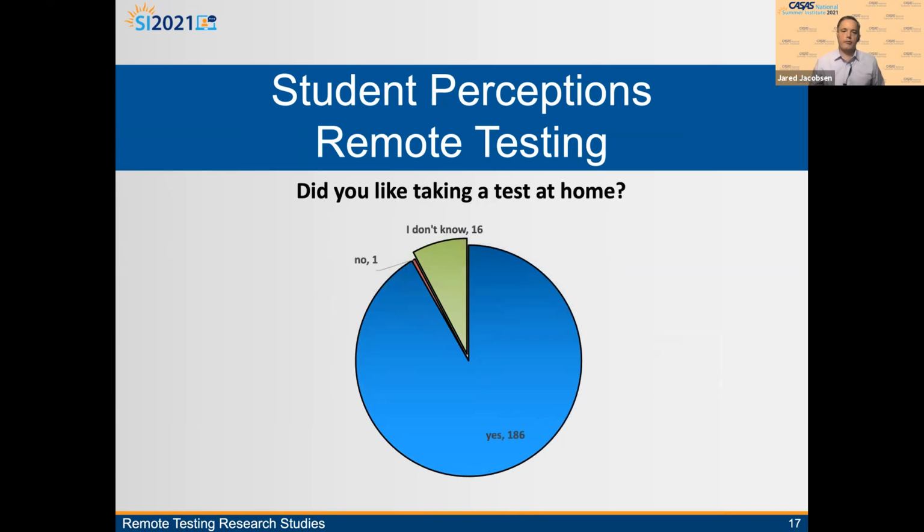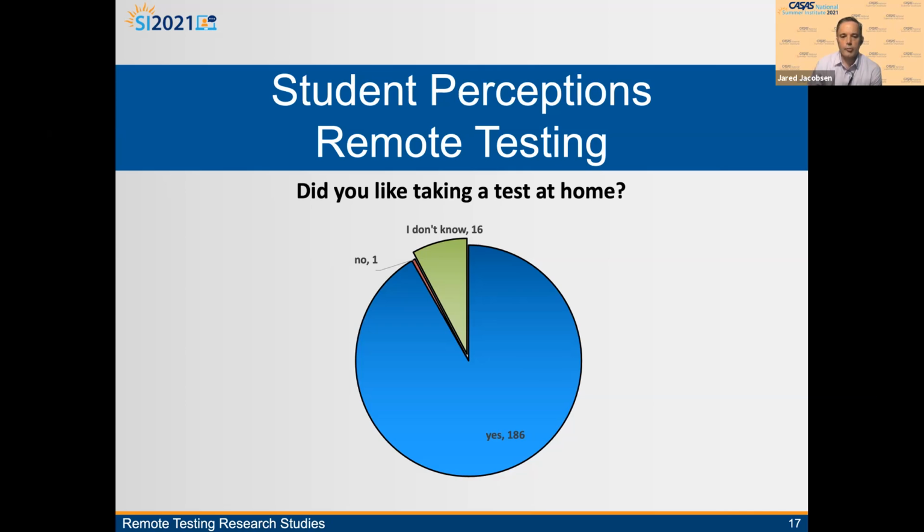Then we asked the students, did you like taking a test at home? And a total of 186, pretty remarkably on this question, said they did like taking a test at home. And only one said no. 16 said, I don't know. We include this I don't know question.